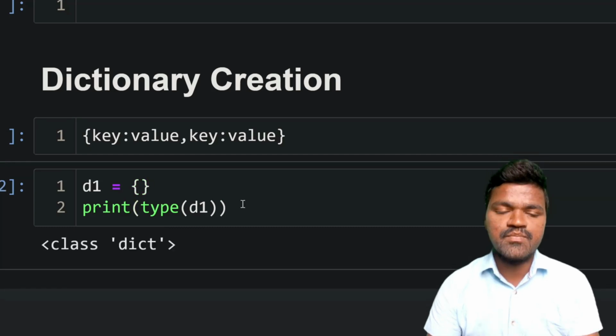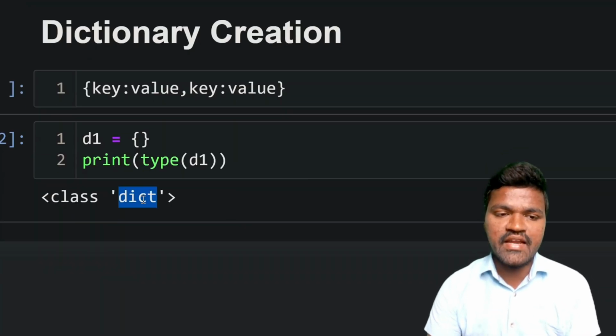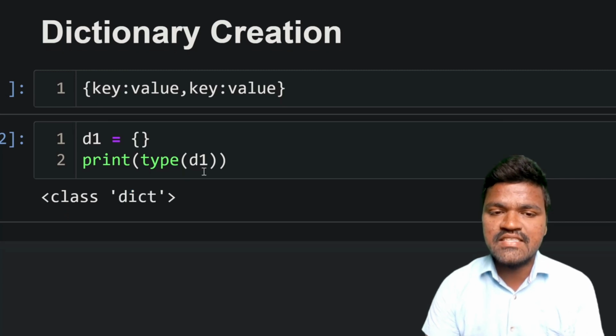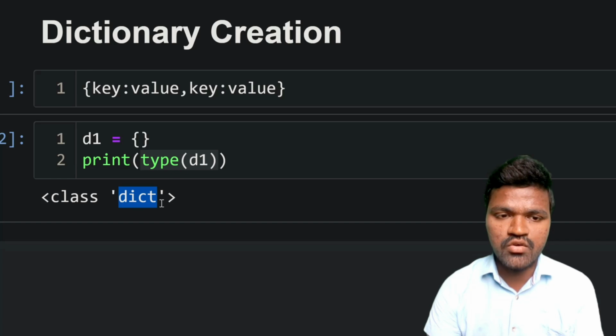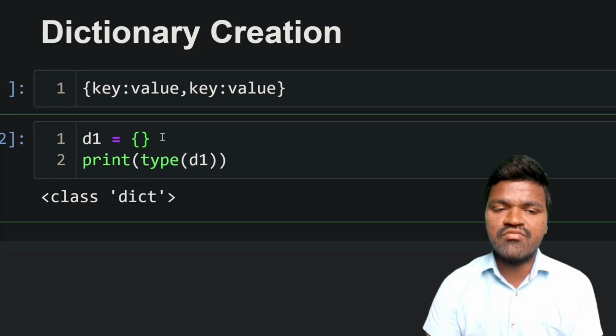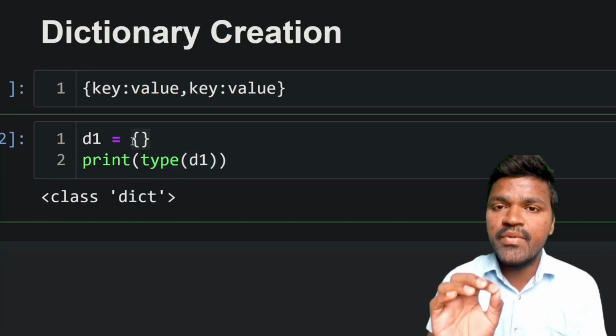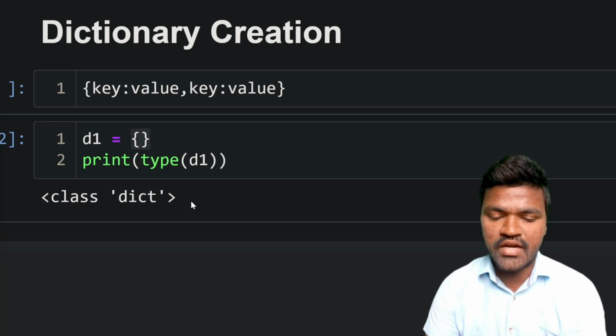If I execute this, you can see the result. We are getting the class dict, which means this D1 is of type dictionary. I hope you are able to understand that. So this is one of the ways that we can create an empty dictionary, right?